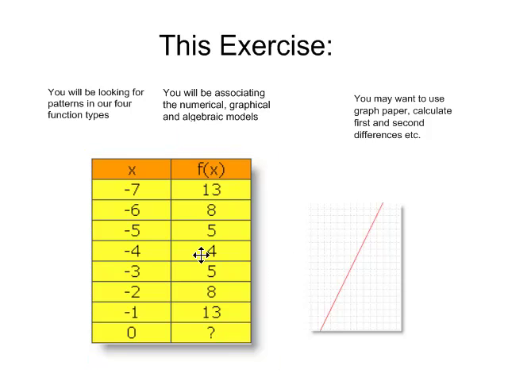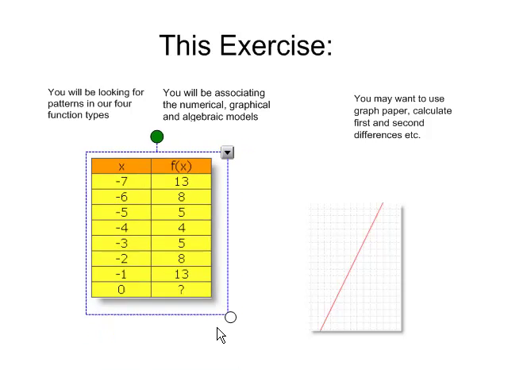So you'll probably be able to notice patterns in the numerical model. You might want to grab a piece of paper, calculate first differences. In this case, the first differences are -5, -3, -1, 1, 3, 5. Try and extend the pattern that way.